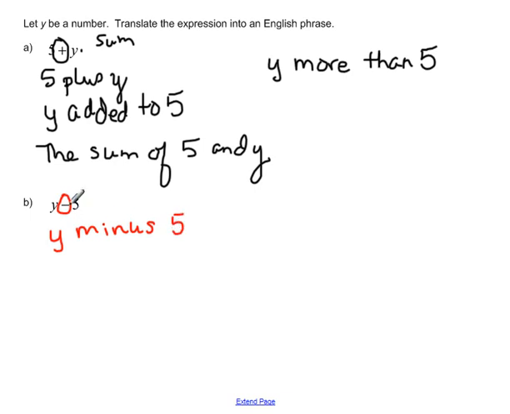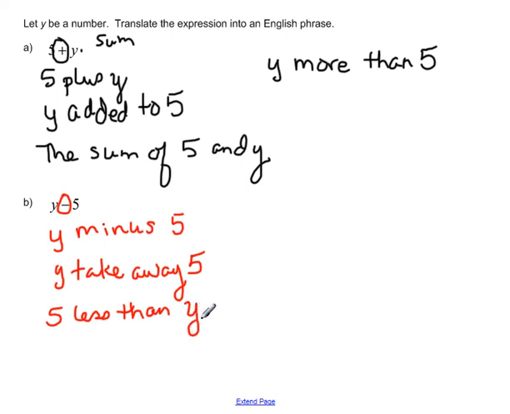Notice we could also say, well, what happened with this y? Well, I had a y, and then I took away 5. So we could say y take away 5. That would be a pretty simplistic way of saying it, but that would be legitimate. We could also say that this is 5 less than y. Because if I take y and then I want 5 less than that, that would mean that I would take 5 away from it.